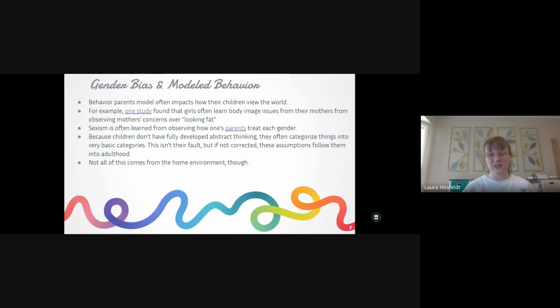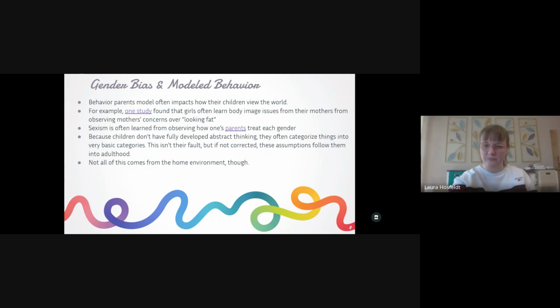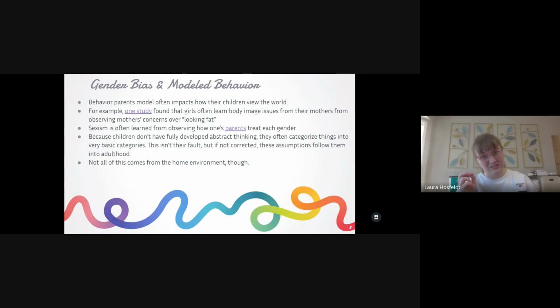Likewise, sexism is often learned from observing how parents treat each other based on gender. If you have a man who is rather dismissive of the women in the household, a lot of times the children will grow up to be the same way. And this is because children don't have fully developed abstract thinking, right? So they categorize things into very basic categories. And that's not their fault. Their ability to think abstractly doesn't develop usually until middle school age. And it's only starting to develop then. If you've ever worked with middle school kids, you will be aware that they take everything very literally. But if it's not corrected, these assumptions can follow into adulthood.